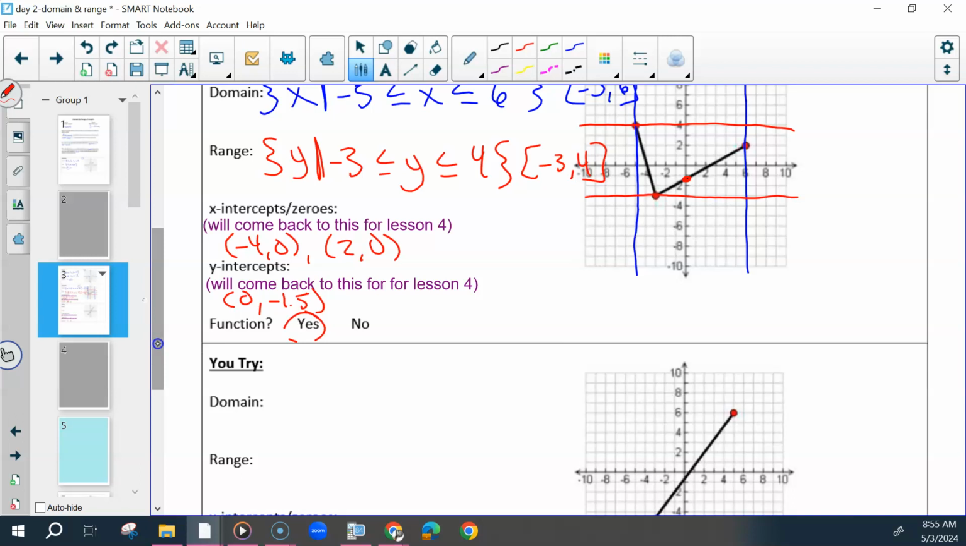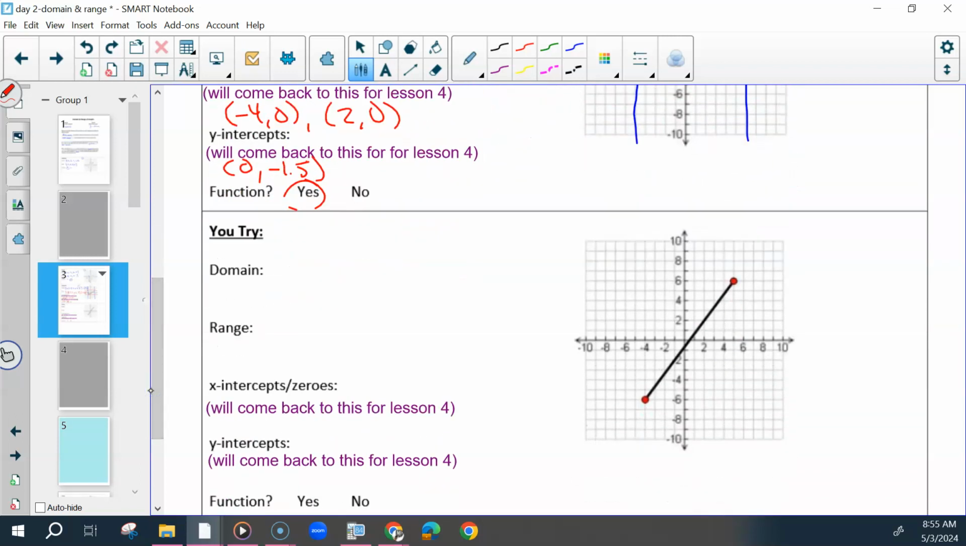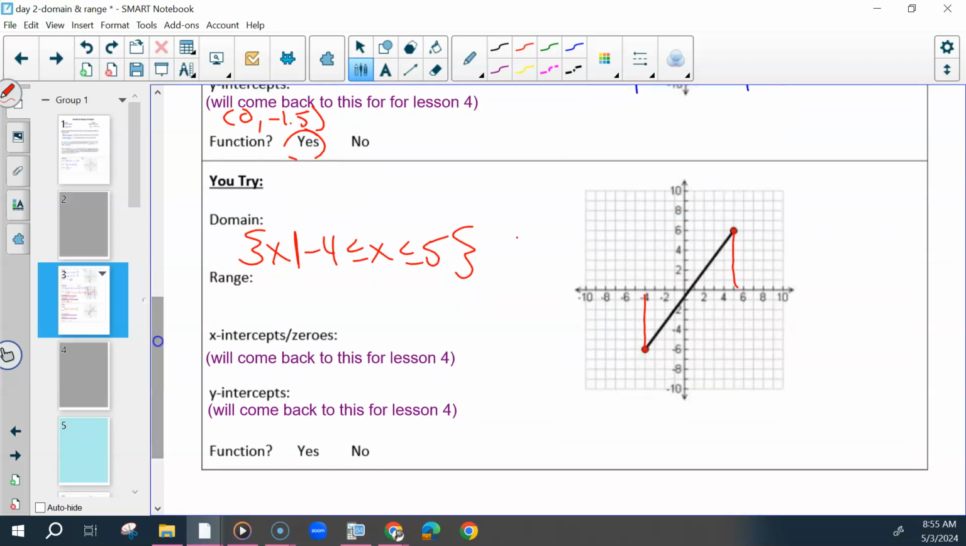Let's try this next one. Again, if you need to draw in furthest points to the left and right and lowest and highest, you can do that. Domain is going to start off the same. x, the line, or such that, if you're reading it mathematically. What would the furthest point to the left be? -4. And then less than or equal to x, less than or equal to, what's the furthest point to the right? 5. Should be 5. In interval notation, -4 to 5 in square brackets.